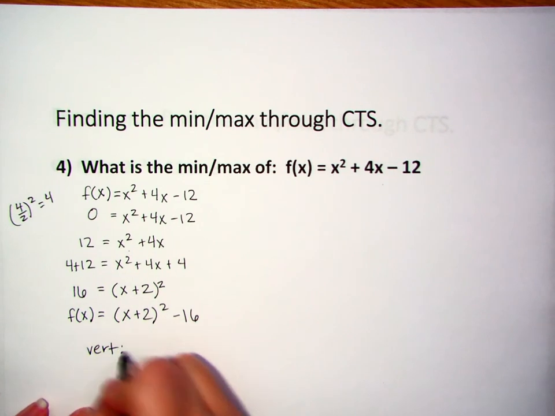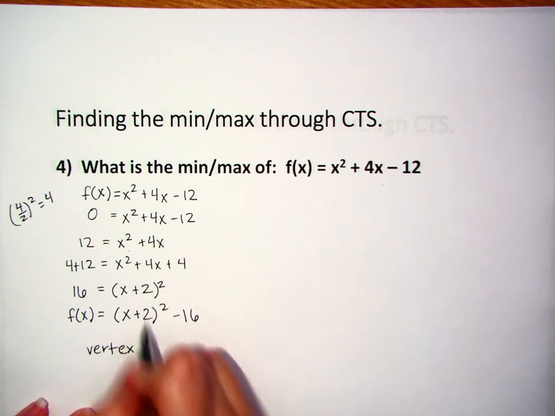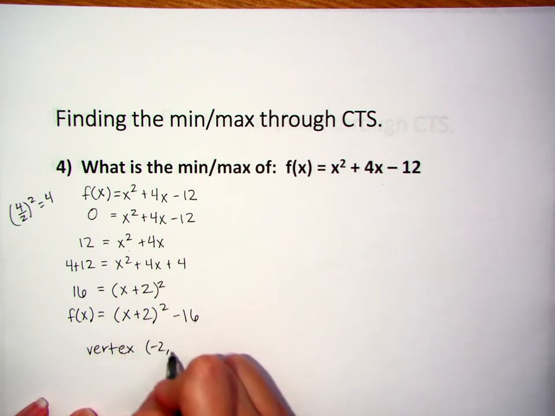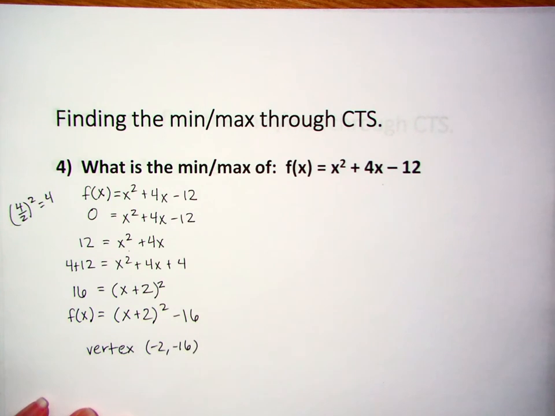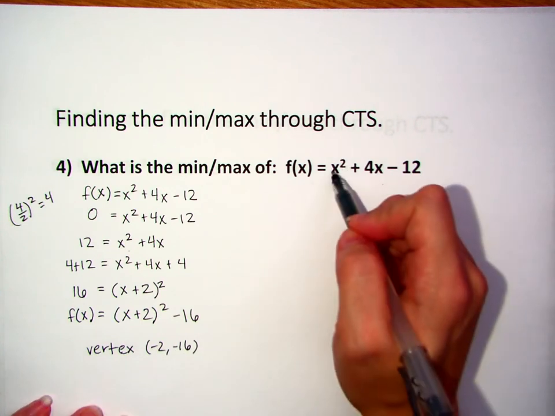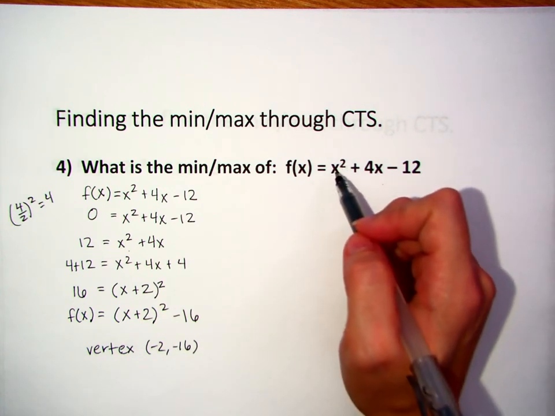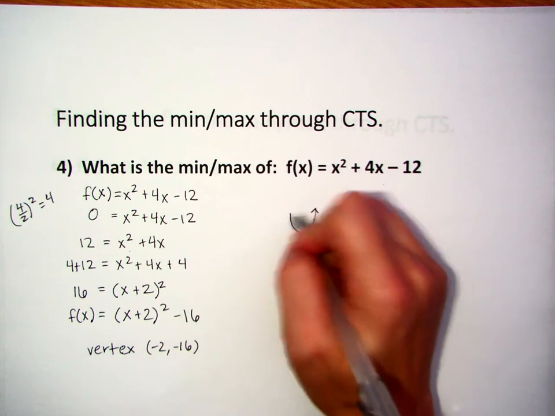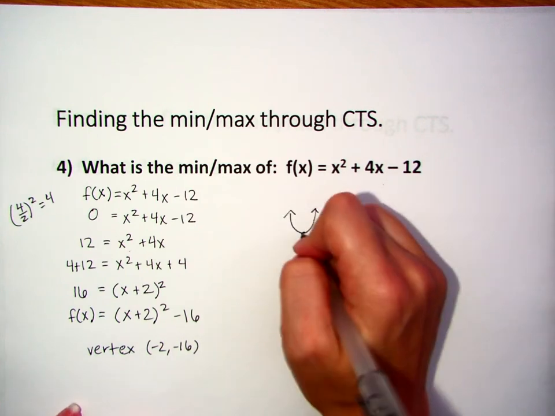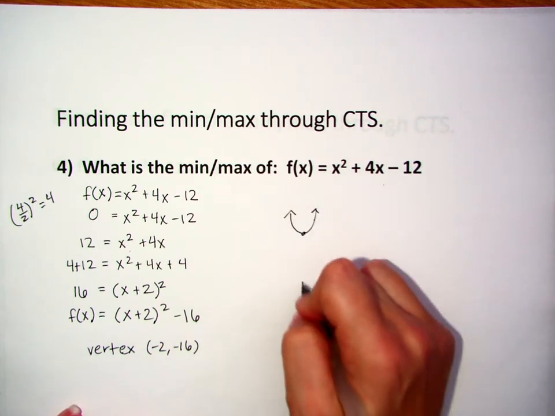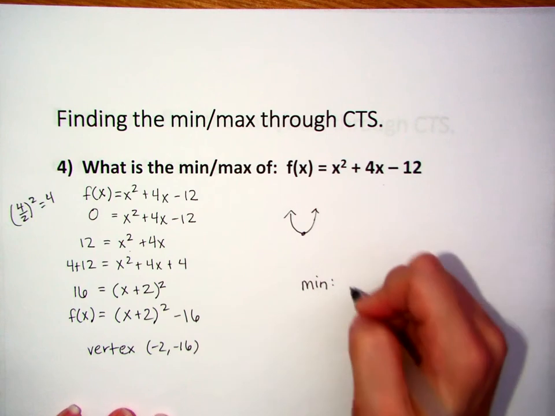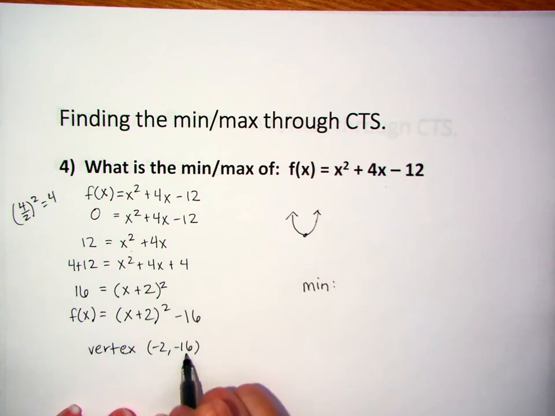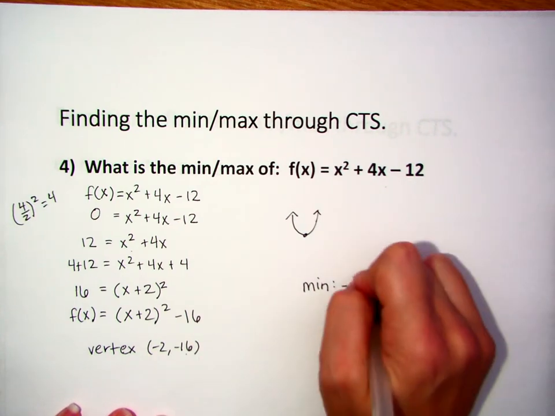So now it looks like it's in vertex form, which means I could easily find the vertex to be the inside opposite. So that would be negative 2, comma, the outside number, negative 16. So if you look at this and think about it, a is a positive 1. So if a is a positive 1, it does make that smiley face, which means this would have a minimum value. So the minimum value would then be the minimum y value here of negative 16.